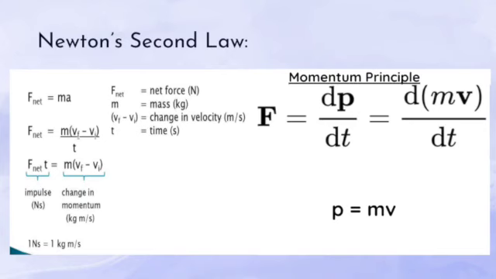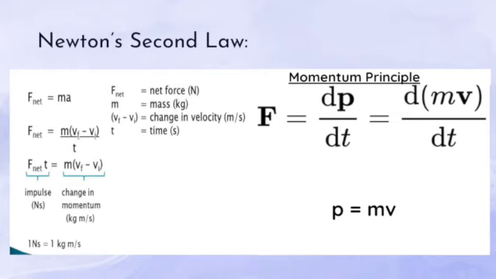Newton's second law is crucial in this lab. This slide will explain Newton's second law and how we used it. We know that Newton's second law is F net equals m times a. We also know that acceleration is the final velocity minus the initial velocity over time. So if we manipulate the equation, we can get that F net times t equals the mass times the final minus initial velocity.